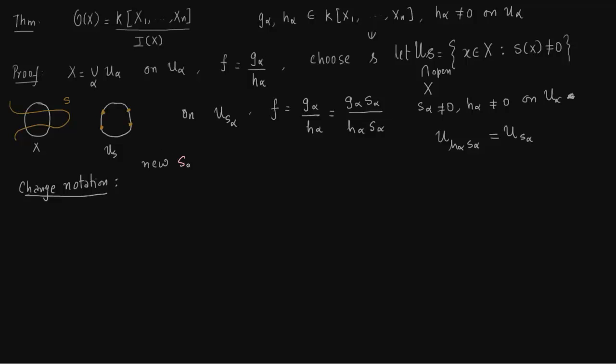Now we put new notation. I will write the new S alpha in this slight red color. This new S alpha will be the new denominator. So instead of H alpha S alpha, we will write S alpha, and again for the numerator we will write G alpha in place of G alpha S alpha.